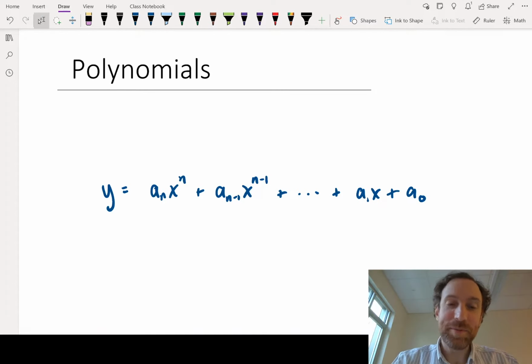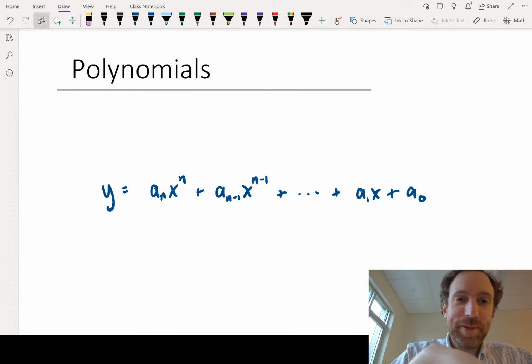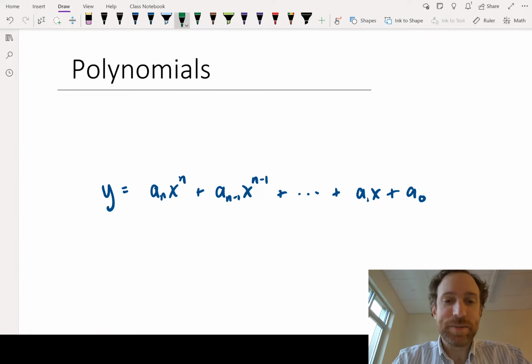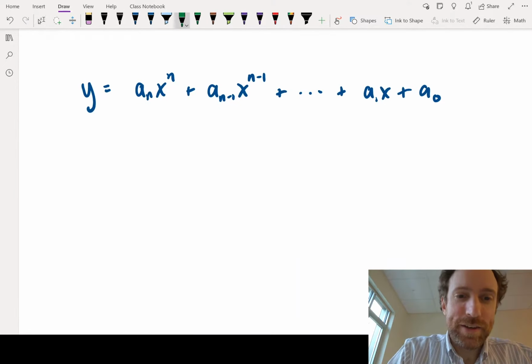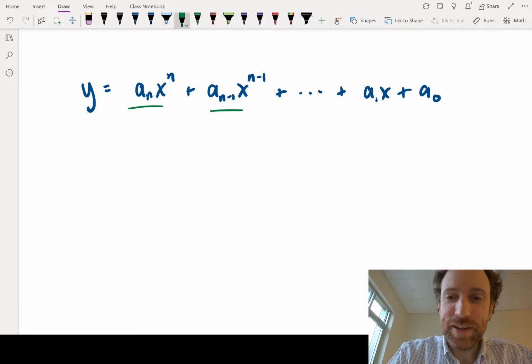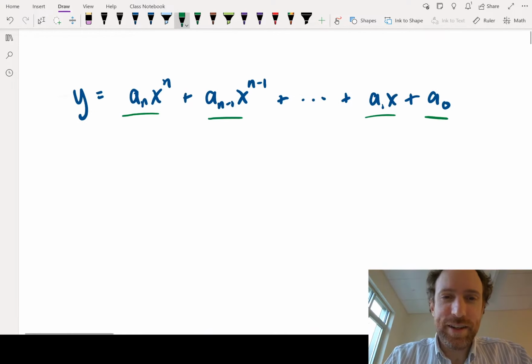Hello, let's learn about polynomials. What is a polynomial? Well, a polynomial is a combination of powers of x. Now, I've written a definition here, and as you can see, this looks pretty ugly. There are a whole bunch of powers of x and confusing letters.